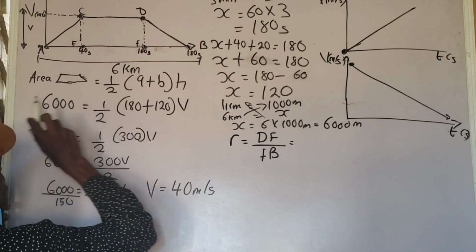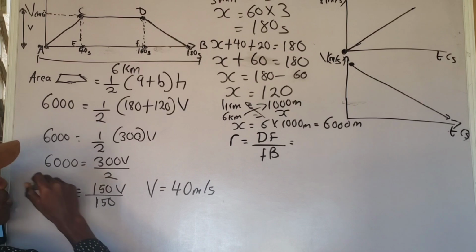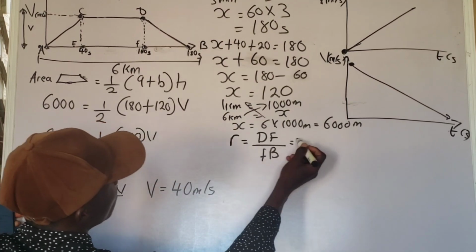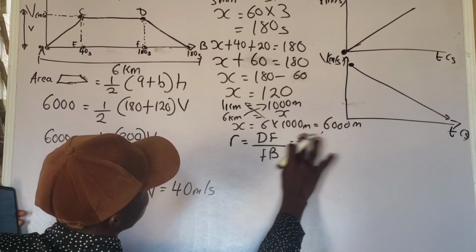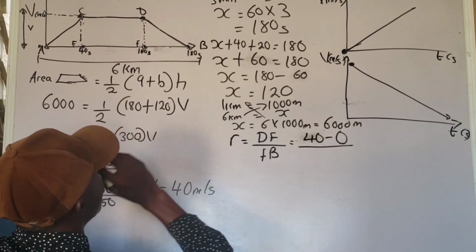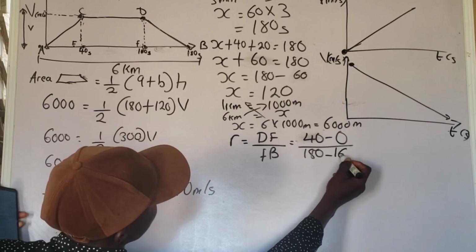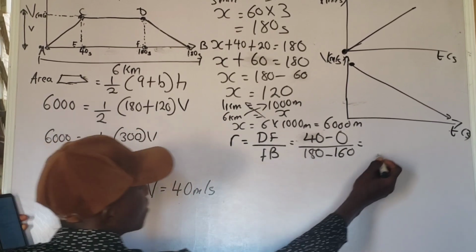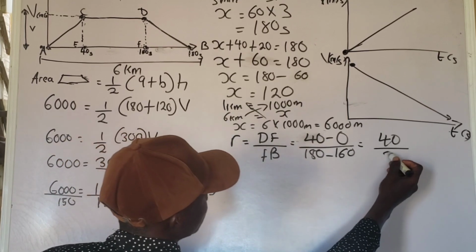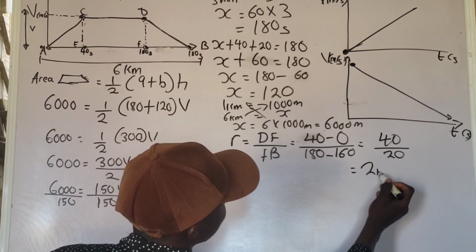Okay? Now don't forget that the distance between this point and this point is also the same thing as the distance between this point and this point. Hope you remember. And we have already calculated it as what? 40. So I'm going to have 0 minus, sorry, 40 minus 0 all over FB. That will be what? 180 minus 160. Okay? So for this, I'm going to have 40 all over 180 minus 160. That is what? 20. You understand? So the retardation is equals to 2 meters per second squared.